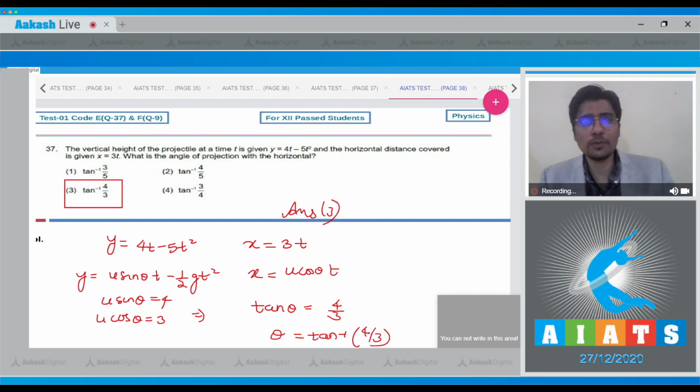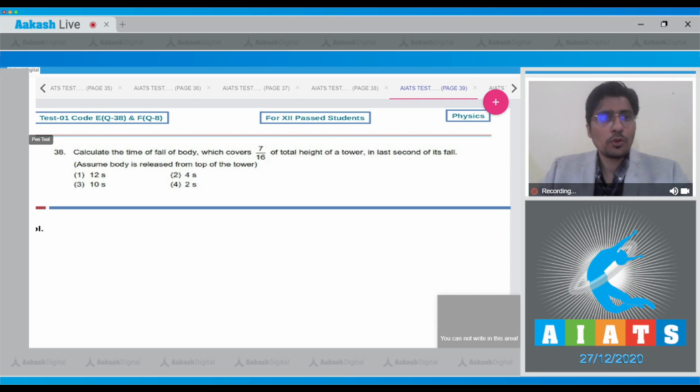I hope you understood the solution. Let us move to the next question. Question 38 says calculate the time of fall of a body which covers 7 by 16 of the total height of the tower in the last second of its fall. Assume that the body is released from the top of the tower.